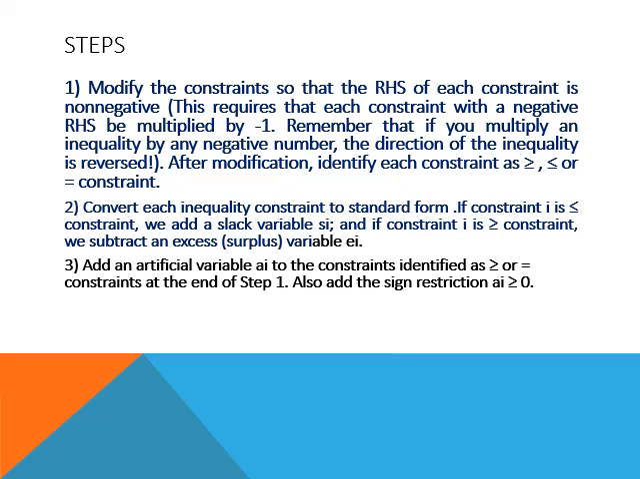Add an artificial variable ai to the constraint identified as more or equal constraint at the end of step 1. Also add the sign restriction ai more or equal 0.